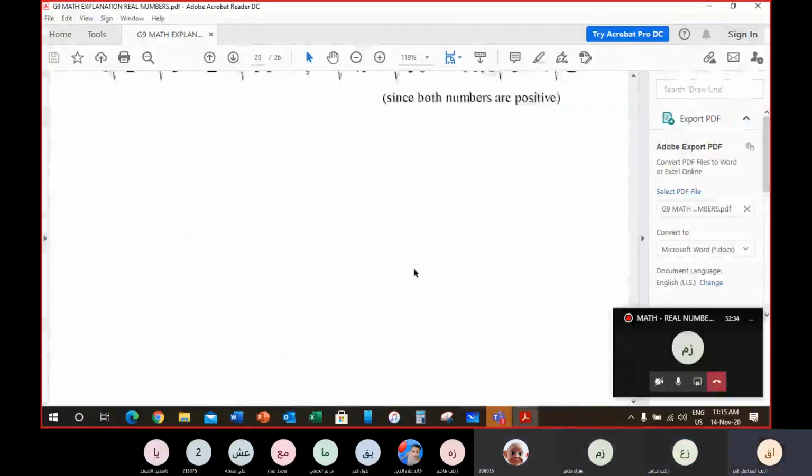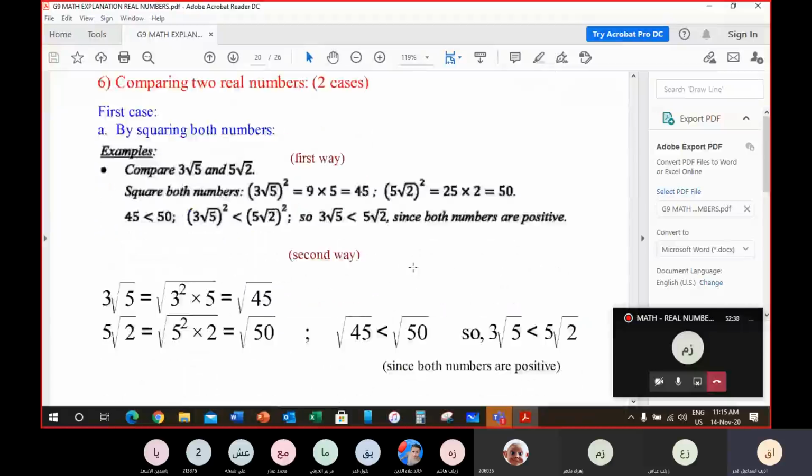So we continue with the last part of the lesson: comparing two real numbers. First case: to compare two real numbers we use squaring, we square both numbers. For example, we have 3 radical 5 and 5 radical 2 and we want to compare them, to know which is greater, which is less, or whether they are equal. We square both numbers. 3 radical 5 squared is 9 times 5, equal to 45, and 5 radical 2 squared is 25 times 2, which is 50. So 50 is greater than 45. Then 5 radical 2 squared is greater than 3 radical 5 squared. So 5 radical 2 is greater than 3 radical 5.